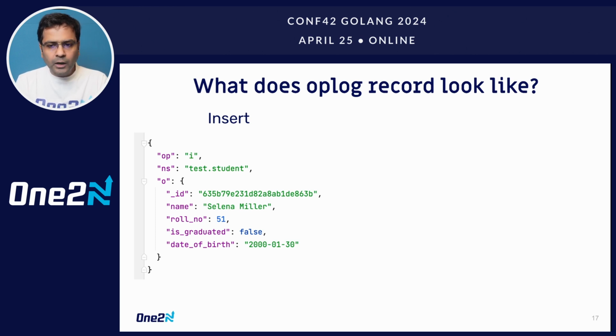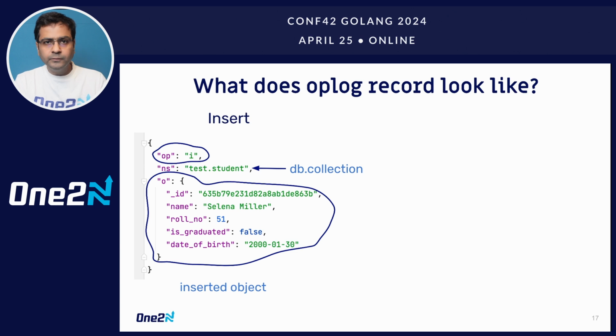So let's look at how it looks in practice, right? What does the oplog record look like? Here is the sample insert oplog. You've got the op as the operation, which is insert here. I stands for insert. The namespace stands for a database and a collection combination. So you've got test as a database name and student as the collection name. Then you've got the proper insert object, which contains the actual object that is being inserted in MongoDB.